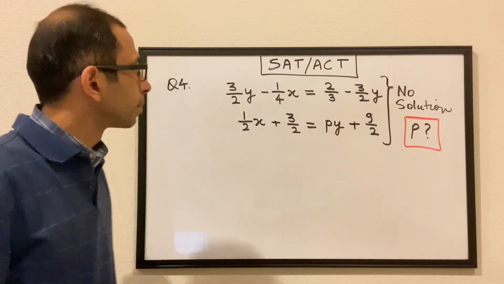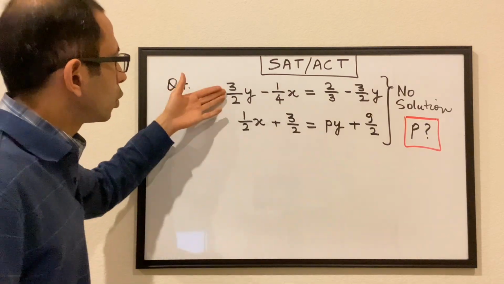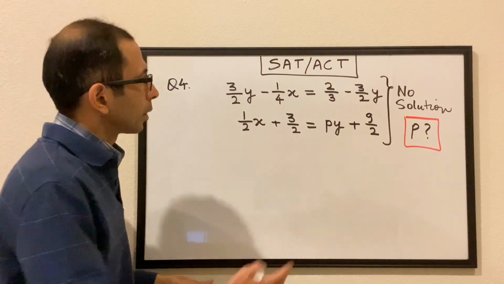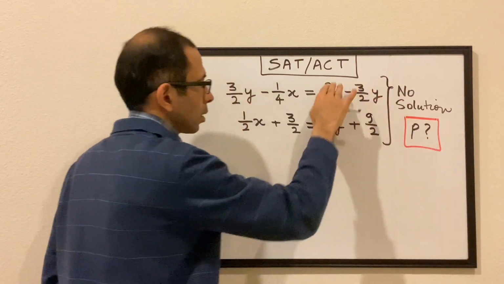Question number 4. We are given these two linear equations in a jumbled form, and there is no solution to these equations.